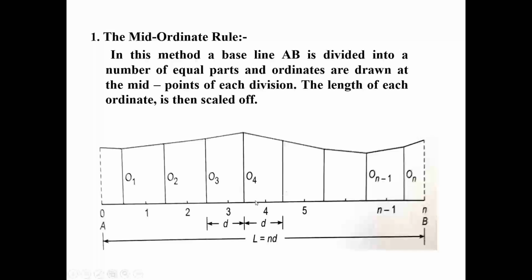Then the area will be calculated. Area equals the average ordinate into the length of AB. Average ordinate equals O1 plus O2 plus O3 up to On, divided by n, where n is the number of equal divisions, into the length from A to B. By this, the area is calculated using the mid-ordinates.